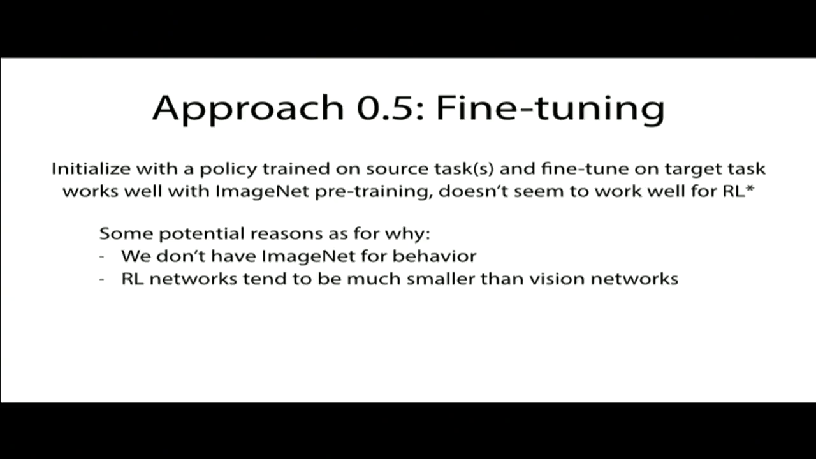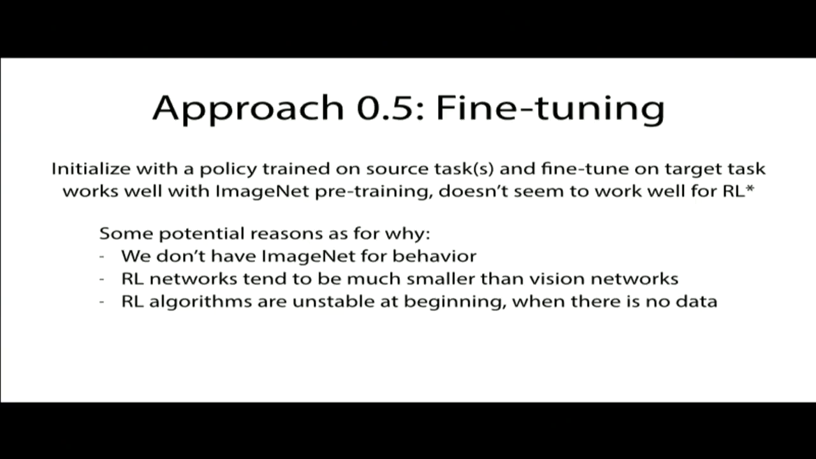Also, networks used in reinforcement learning tend to be much smaller than networks used in computer vision, and so there might be less representational power to transfer. And lastly, reinforcement learning algorithms are often very unstable at the beginning when they don't have any data to go off of. If your algorithm is very unstable at the beginning, then you might just have very large gradients that wipe out the initialization, and effectively you're starting from scratch.